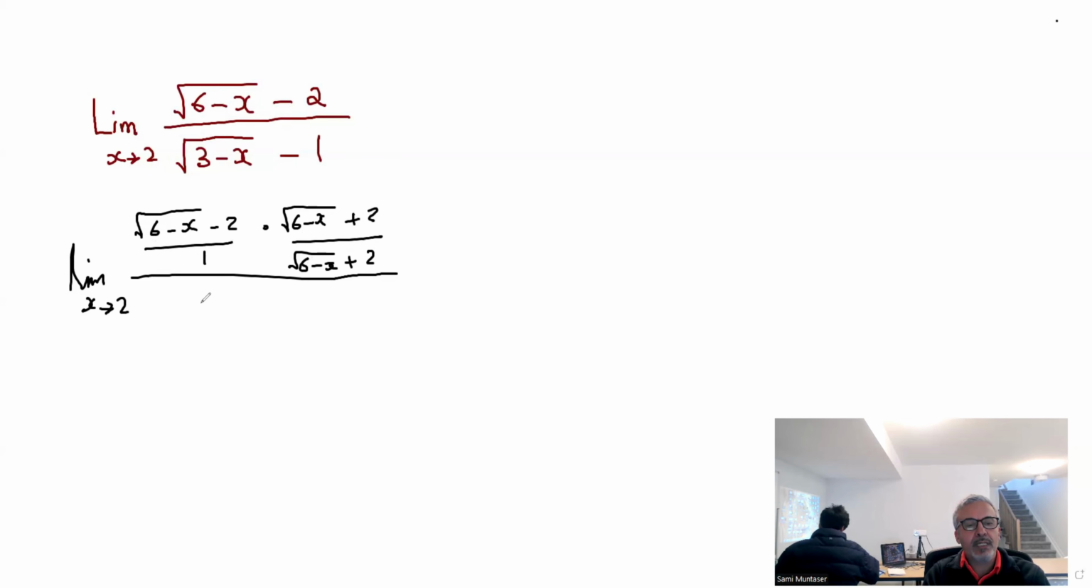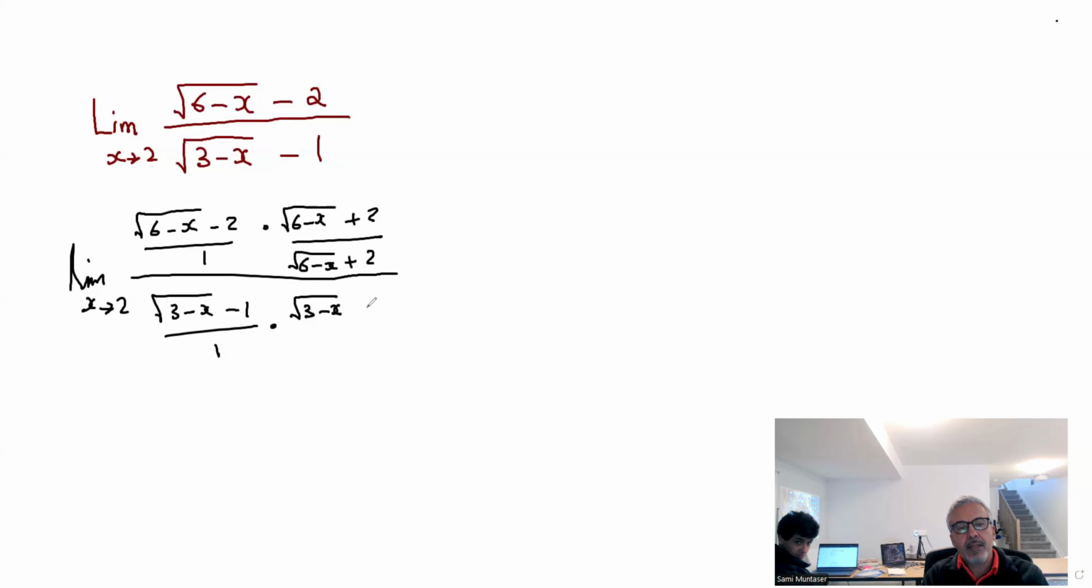And guess what? You're going to do the same thing to this: √(3 - x) - 1. I'm just going to put that over 1. You multiply that by the conjugate of this, and not the top. That's going to be √(3 - x) + 1 all over √(3 - x) + 1.